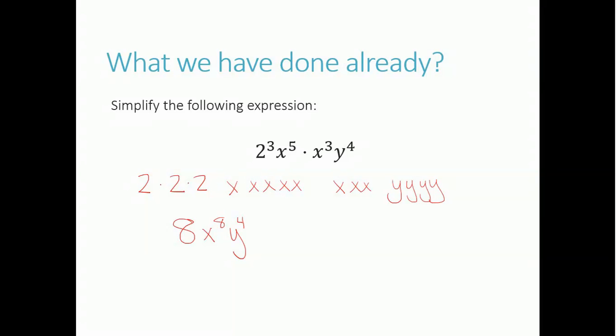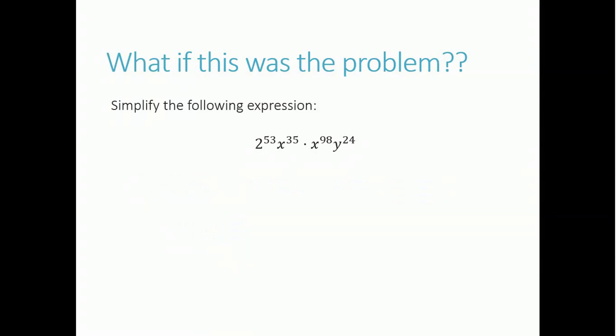That's all fine and dandy when it's nice and little numbers. But what if I gave you this problem? 2 to the 53rd, x to the 35th, x to the 98th, y to the 24th. That would take me forever to write all that many x's and y's and 2's, right? So what is the rule for not having to write it out? How can we do it with math?